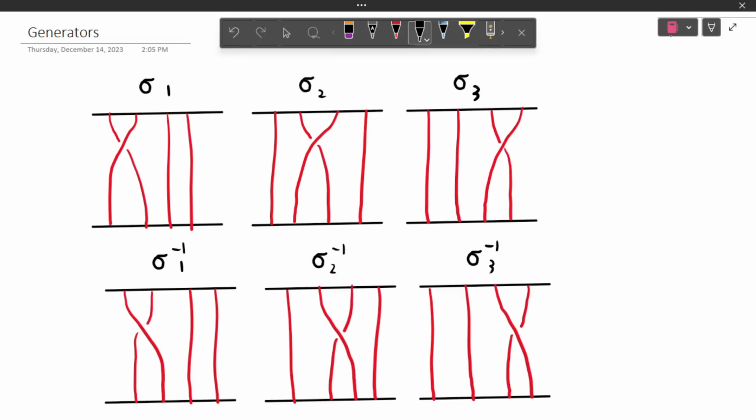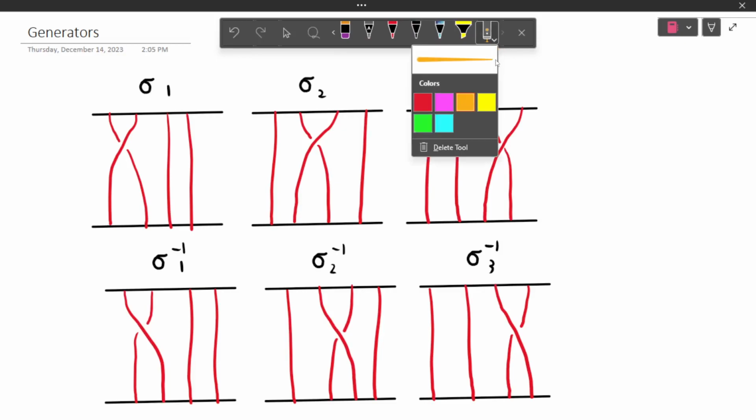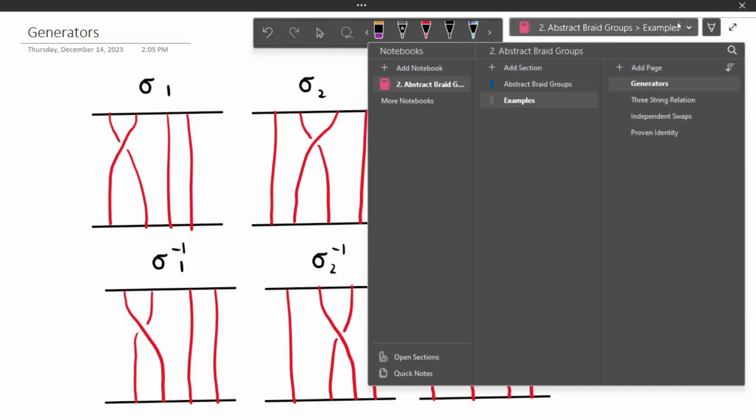And the inverses are going to be, if we do the swaps, the reverse order. Sigma 1 inverse, we're instead taking the first string and putting it over the second string. Sigma 2 inverse, we take the second string and put it over the third. And for sigma 3 inverse, we're taking the third string and putting it over the fourth string.